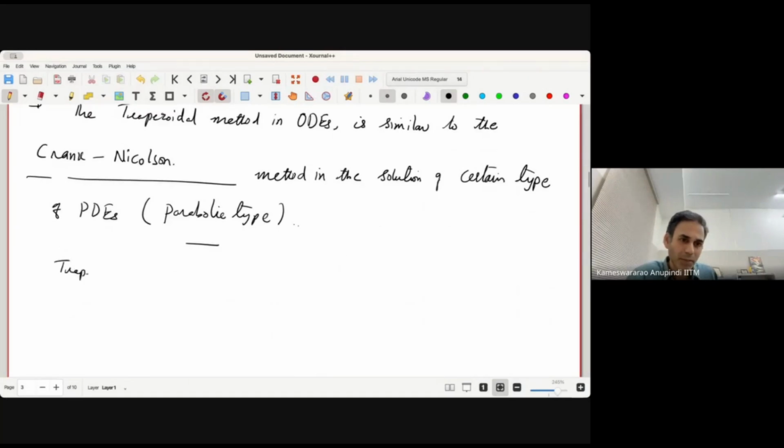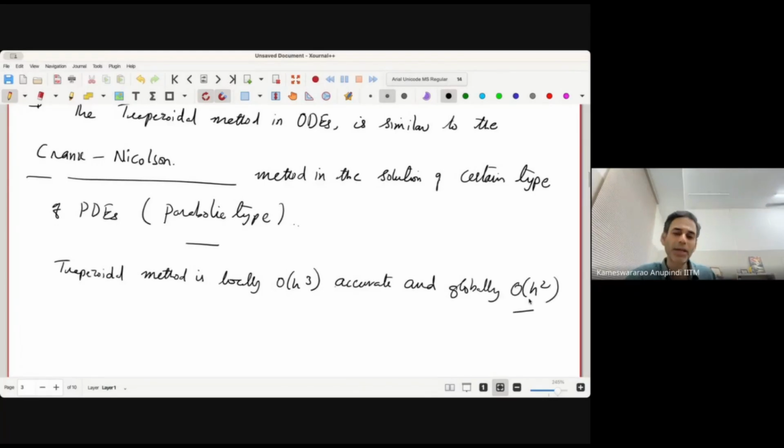So the trapezoidal method, for now we are just going to write it. The trapezoidal method is locally order h cube accurate, and globally it is going to be order h square. Okay, with the same logic as we discussed yesterday, because we have h cube order of accuracy per step, that is locally, but when you do it over several steps you have to multiply that with n times, and n is nothing but L by h, which is going to give you only L times h square. So that is basically order h square accuracy globally.